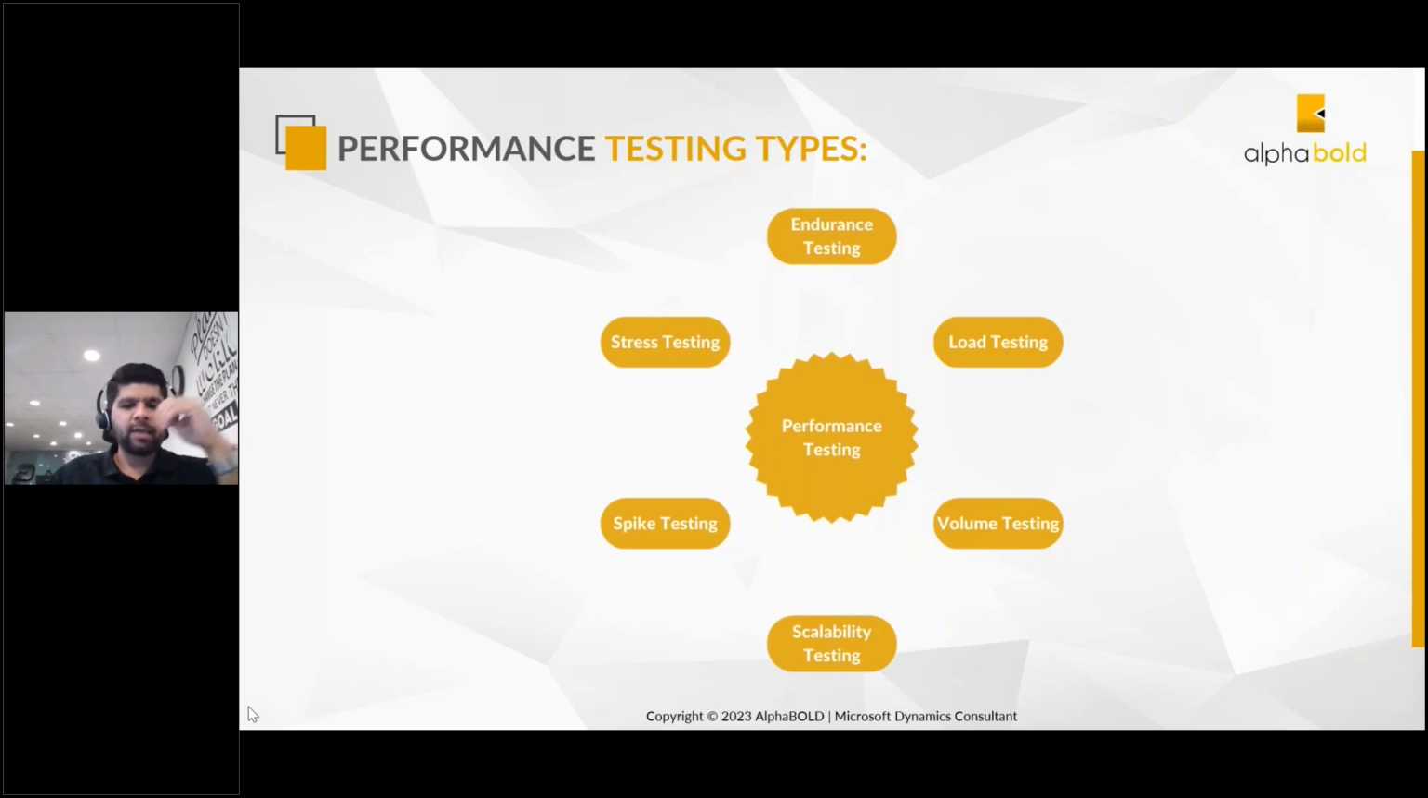Whereas in spike testing, we measure how well software performs when workloads are rapidly and repetitively increased significantly. Next slide, please.